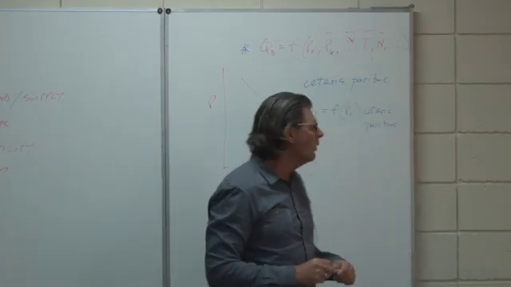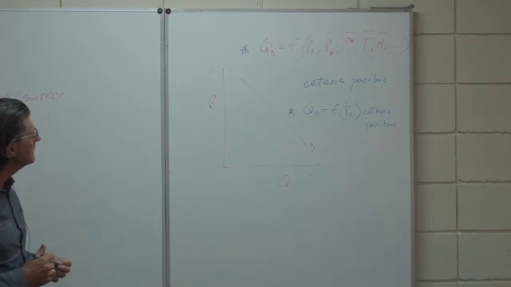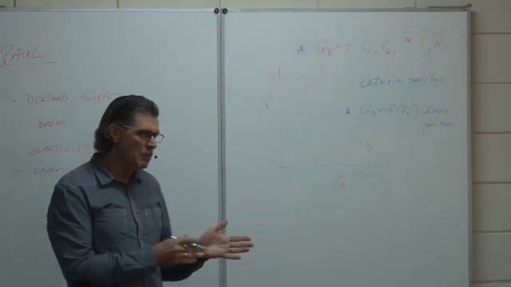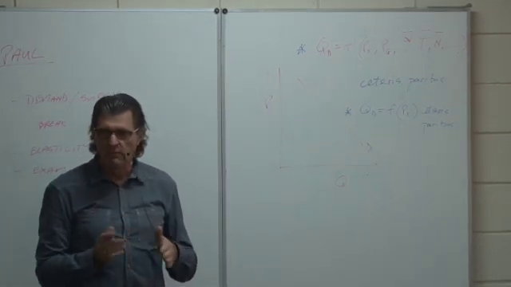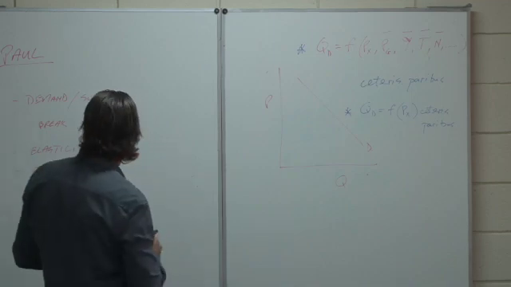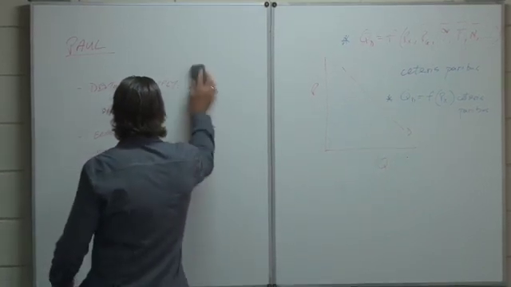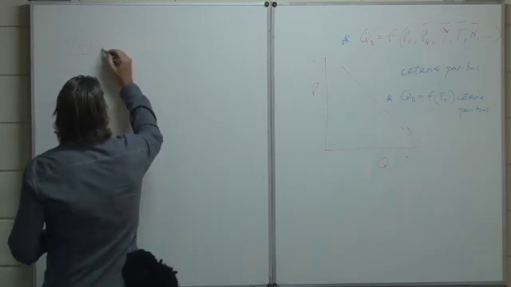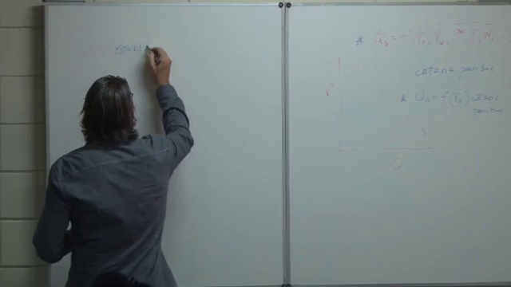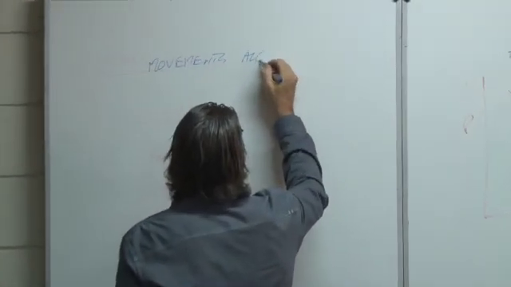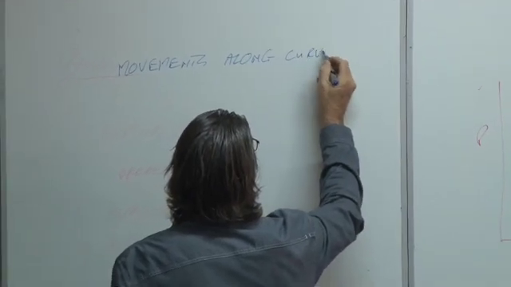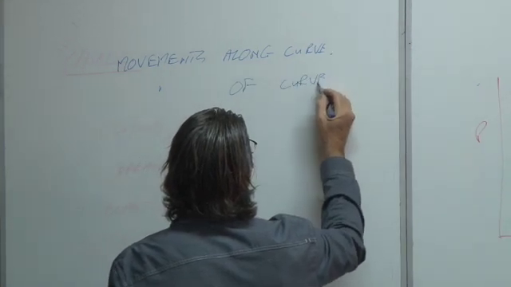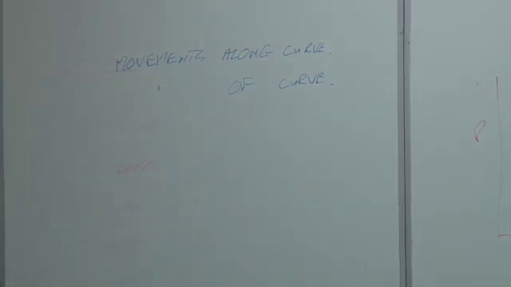Okay, now, it's very important that we distinguish between, and you've probably seen it in the notes, and you've probably read it in the book as well, movements along the curve and movements of the curve. It's very important to distinguish between the two. Movements along the curve and then movements of the curve. It's very important that you are able to distinguish between the two.